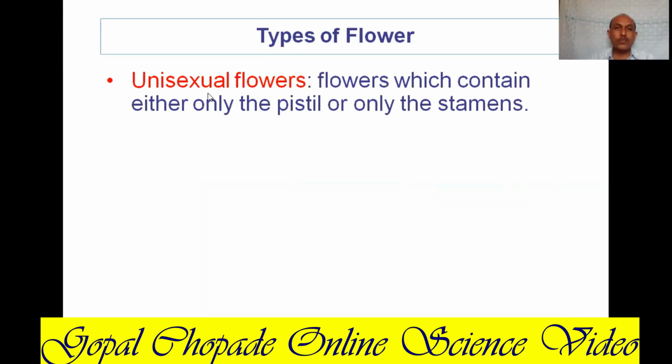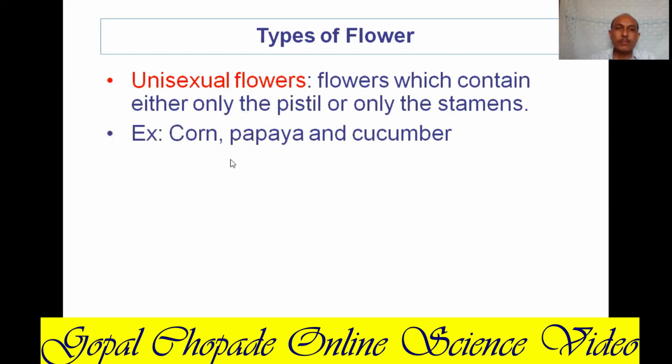Now, types of flower. Based on whether the flower is unisexual, single: a flower which contains either only the pistil or only the stamen, and both are not present in the same flower. For example, corn, maize. You might have seen maize, the upper part is male and the side part is female. Papaya, there are two different plants, male papaya and female papaya plant, or cucumber.